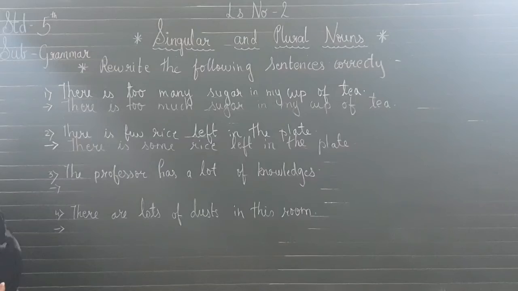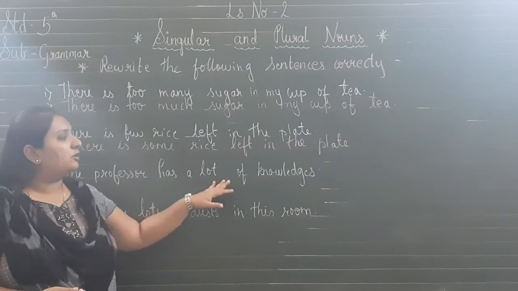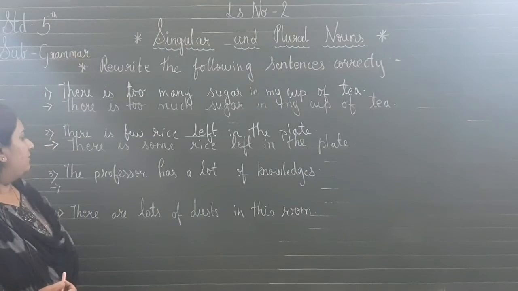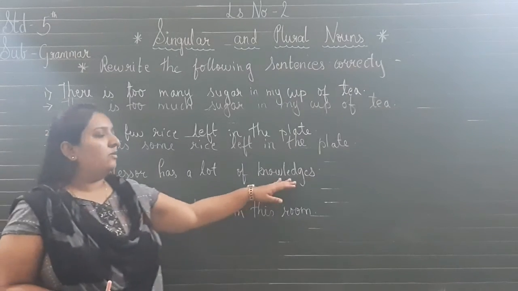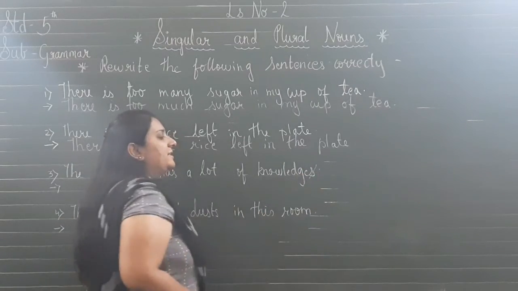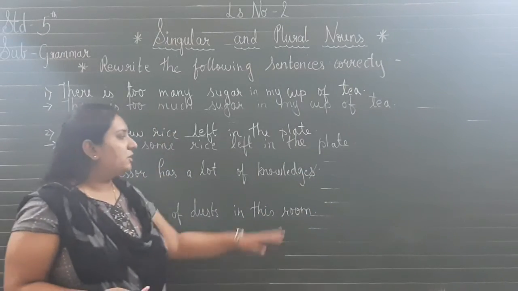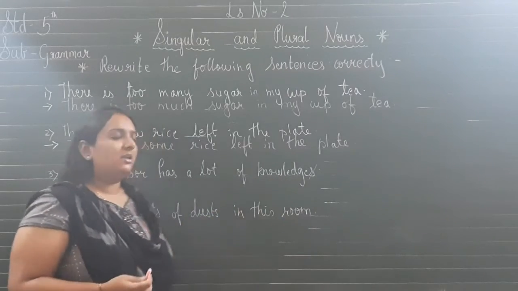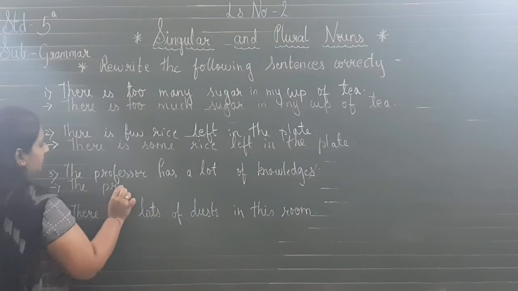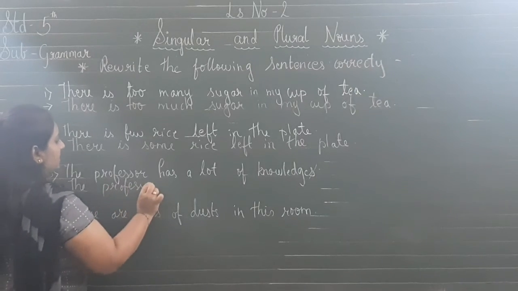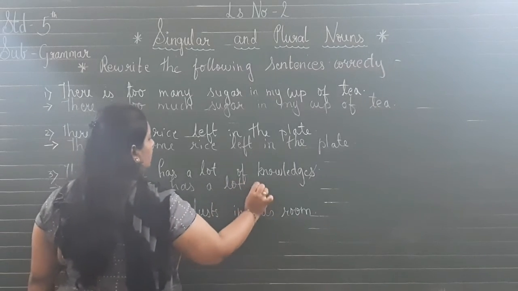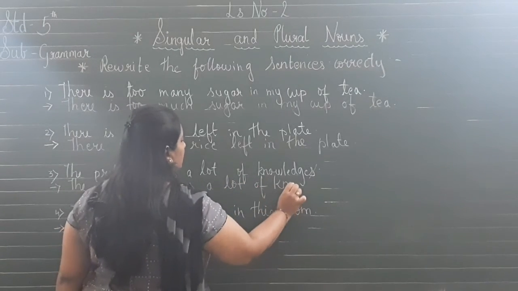Look at the third one. The professor has a lot of knowledges. Now here what is incorrect? Here the noun is correct. So what is incorrect? Knowledges. Here S is given. So this sentence is about singular and plural. So here knowledges will become singular. So the sentence will become, the professor has a lot of knowledge.